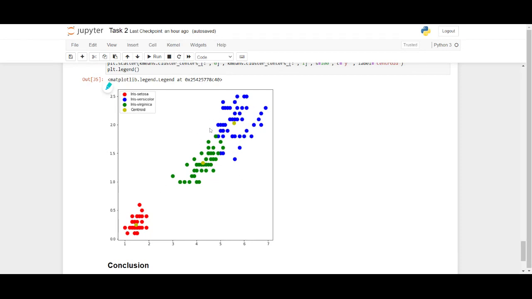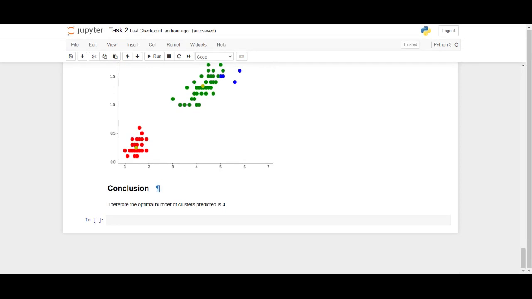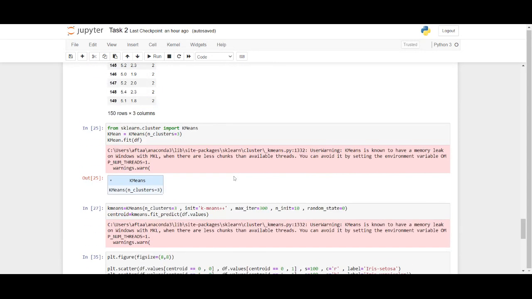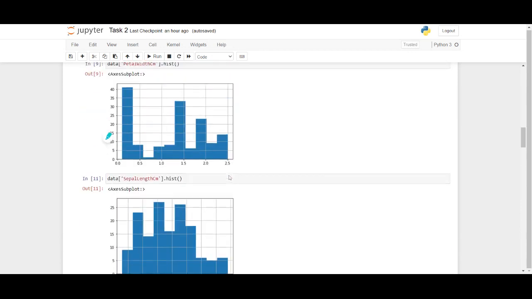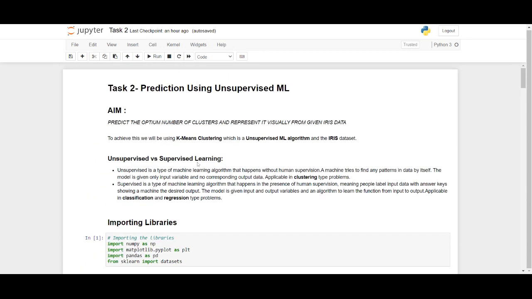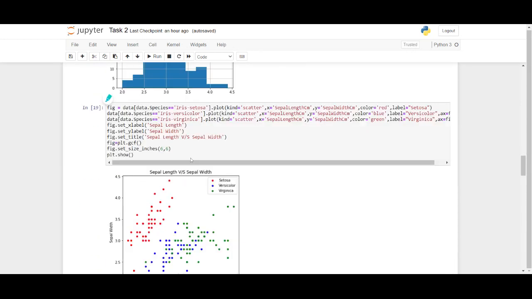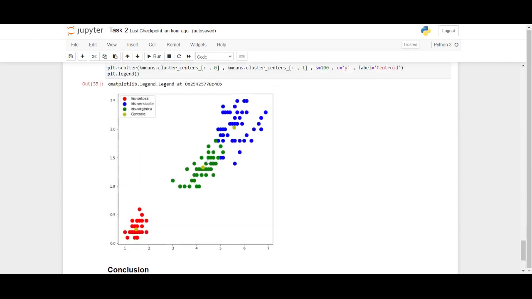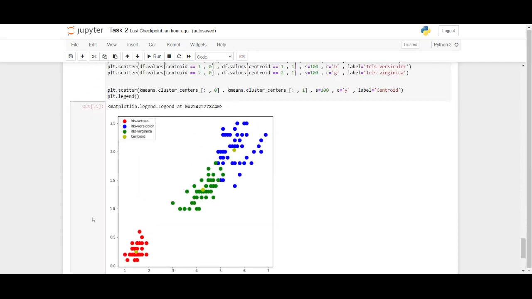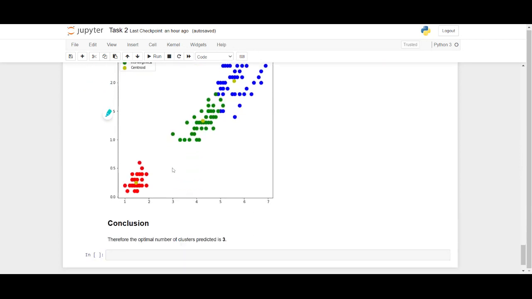Conclusion: therefore, the optimal number of clusters predicted is 3. The main aim of this task is to predict the optimum number of clusters and represent it visually. So we have predicted 3 clusters for this iris dataset, and also we have visually represented the data. Thank you.